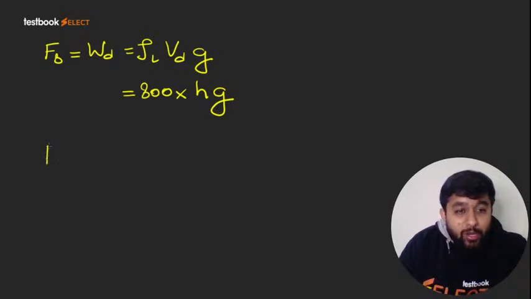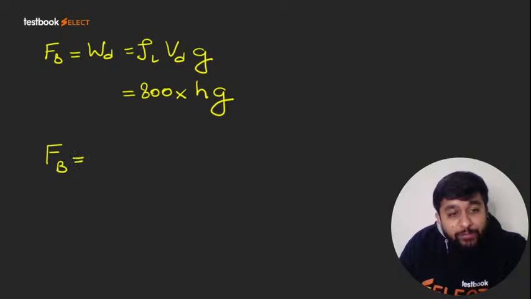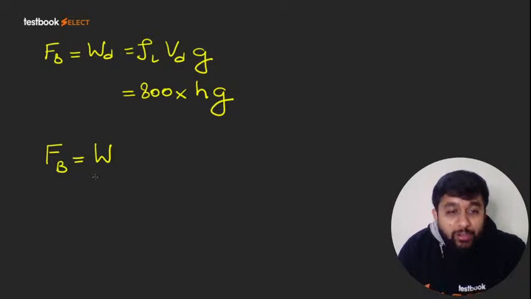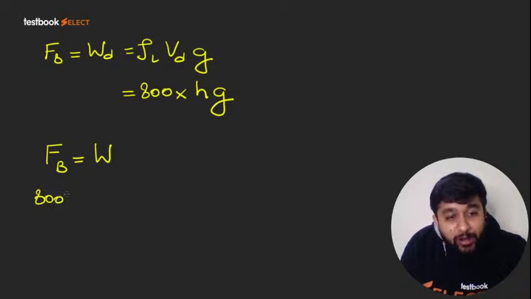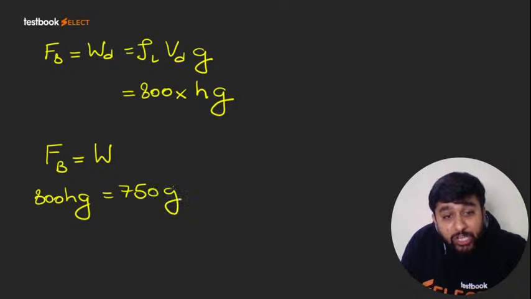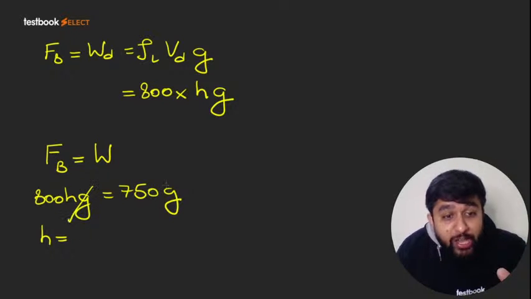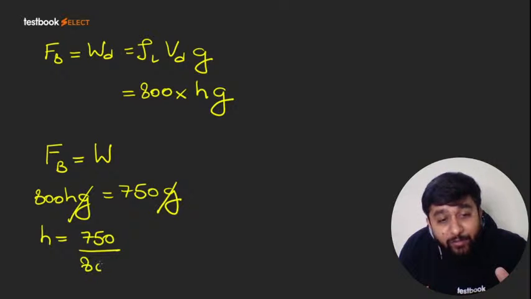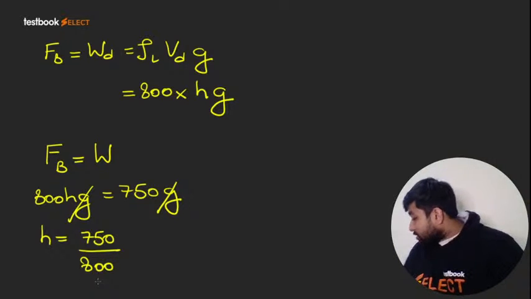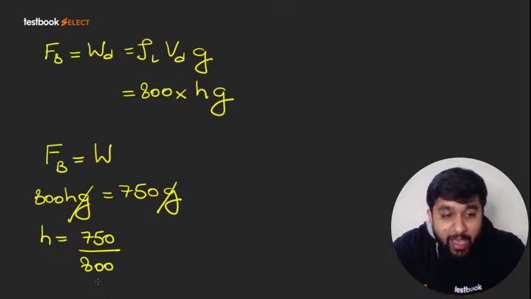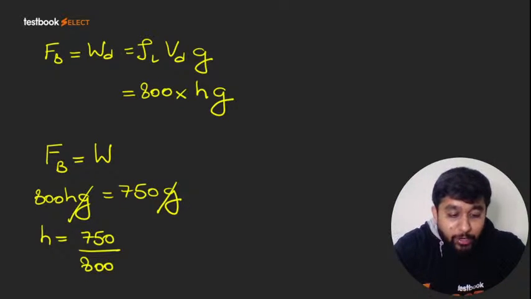Now, the body is in equilibrium. Therefore, the buoyant force on the body is equal to the weight of the body. So, 800 h into g is equal to 750 g. So, you will get the value of h, which is the height of the body inside water. g and g will cancel out. The h value will be equal to 750 by 800. How much will it be equal to? 750 by 800.